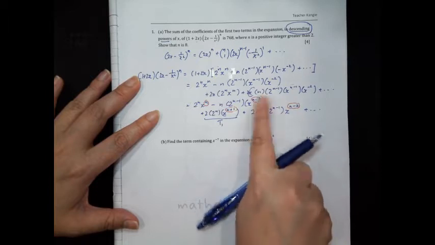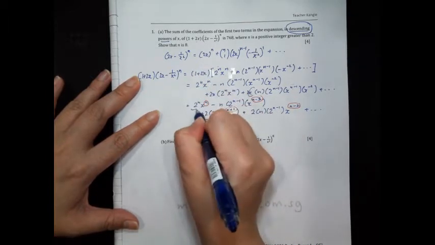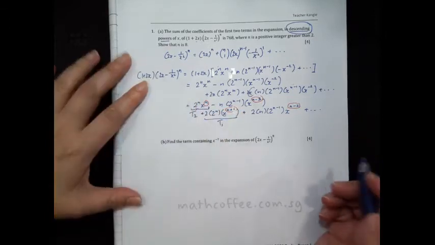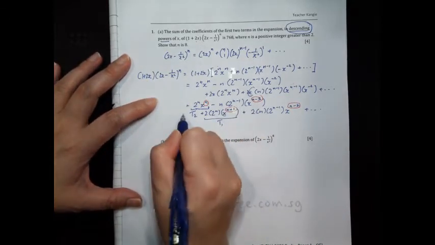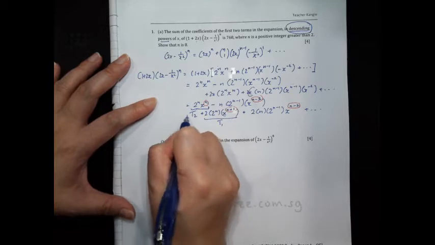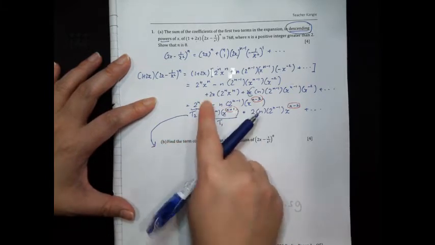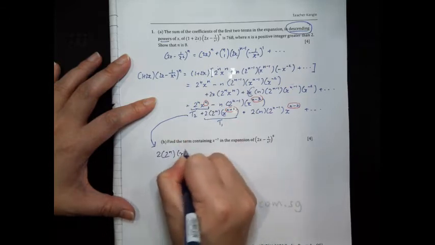But we don't want the third and fourth term. We only want the first term and the second term. So this is the first term, and this is the second term. So we're going to take these two, and I'm going to extend and write this and this. So it will be 2^n x^(n+1) and 2^n x^n.